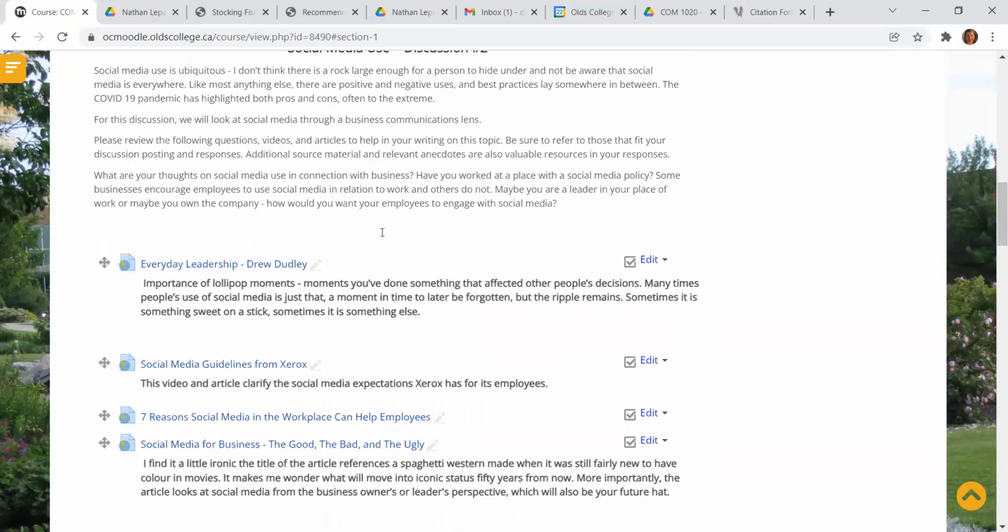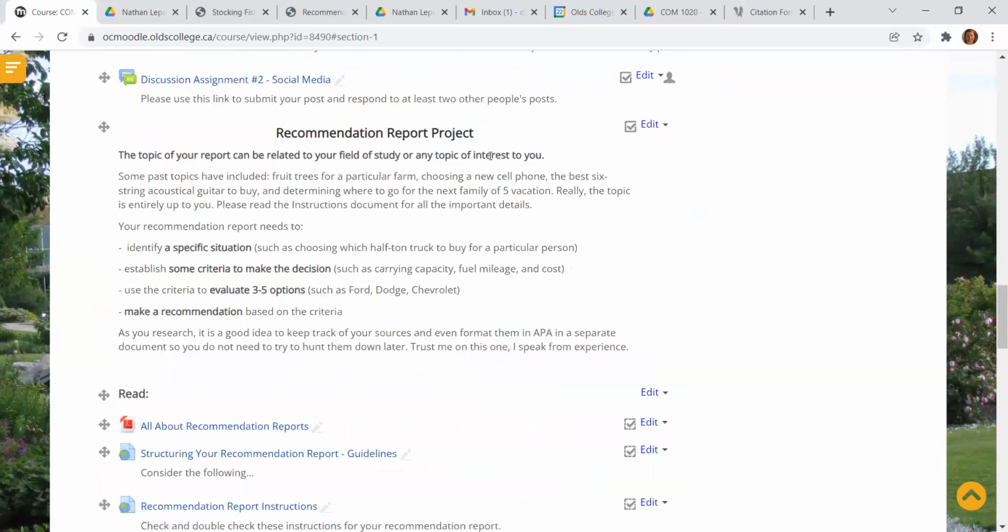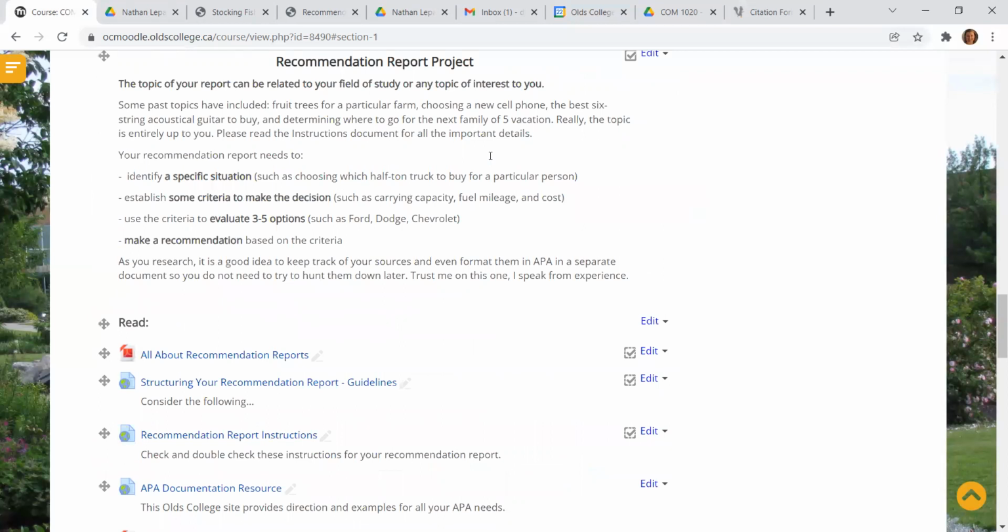Hopefully that worked. Okay, that's about all I can share with you at the moment about your recommendation report. The big pieces are keep it very specific, consider a specific person or situation. Something like which 6-string guitar would be the best fit for Uncle Henry is a much better topic than climate change. That's way too big.